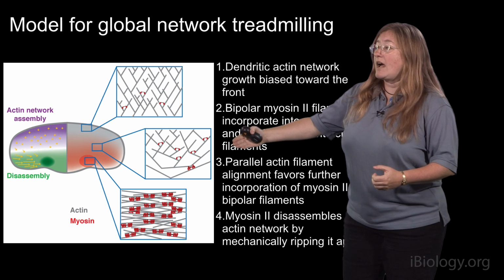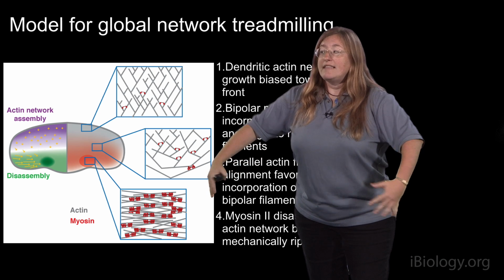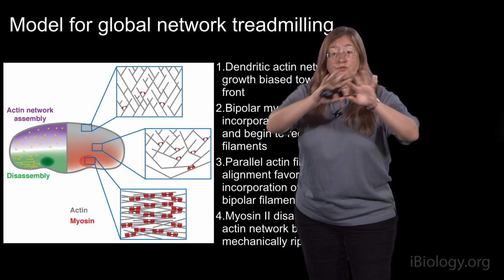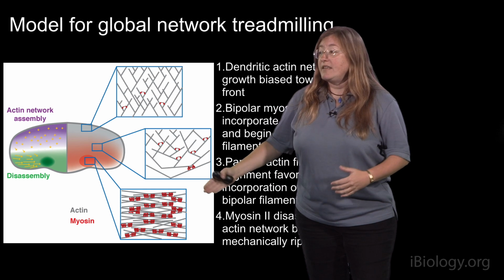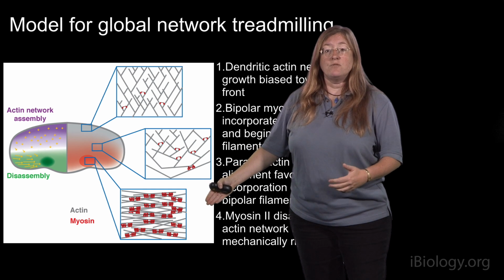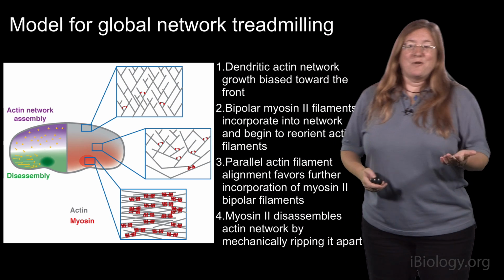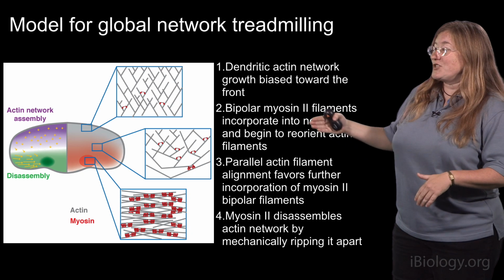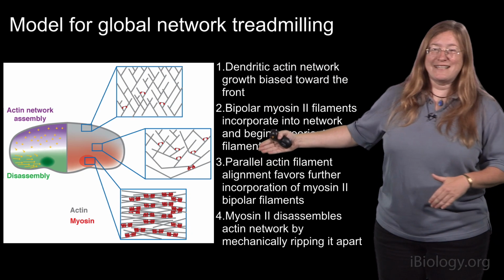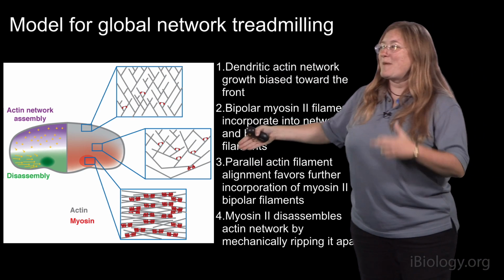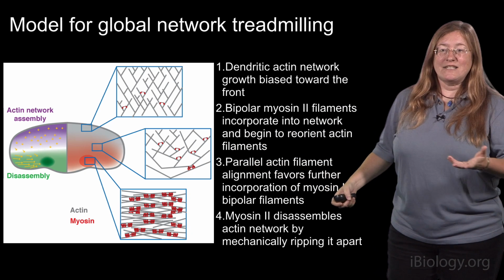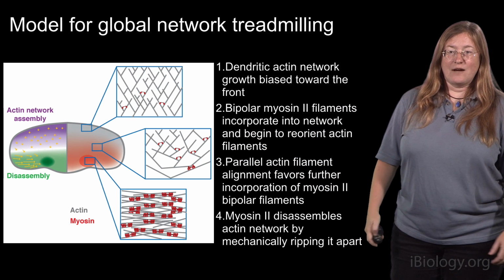After that goes on for a while, by the time you get to the back of the cell, the actin is now all in parallel bundles rather than a dendritic network, and the high concentration of myosin that's able to accumulate there over time is enough to rip that network apart. So overall, we think that's a major mechanism for determining what the distance is from the front of the cell to the back of the cell. It's just determined by how much time it takes for myosin to incorporate and for myosin to destroy the network.